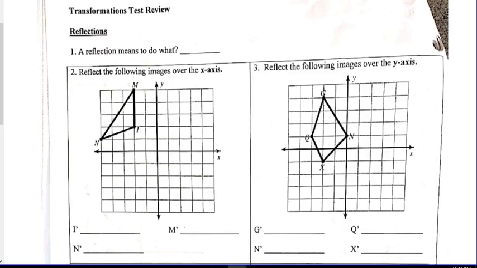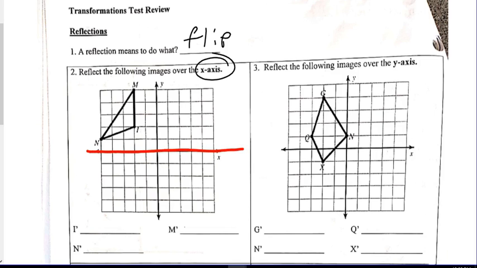All right, review the test. Reflections. A reflection means to do what? It's a flip. You're flipping it over a line. Now remember, you have your cheat sheet. Now please pay attention. Make sure you pay attention to what it's telling you to flip over. I suggest you mark that line.